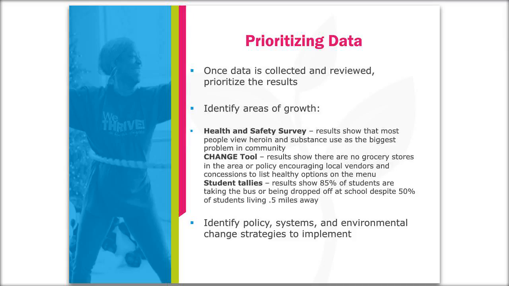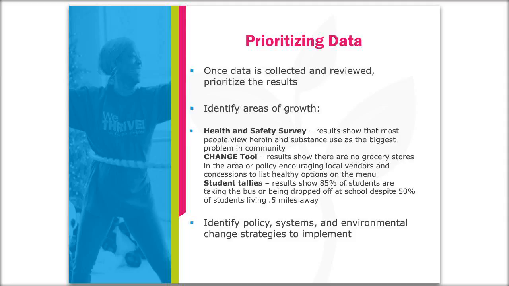With the student tallies, the results may show that 85% of students are taking the bus or being dropped off at school, despite 50% of students living only a half-mile away. So this is a big indicator of the importance of increasing walkability for students or having them ride their bikes to school, since so many of them live so close to school. This type of data will also make the application stand out because it shows that the funds could potentially have a big impact on a lot of children, about 50% of the school body.